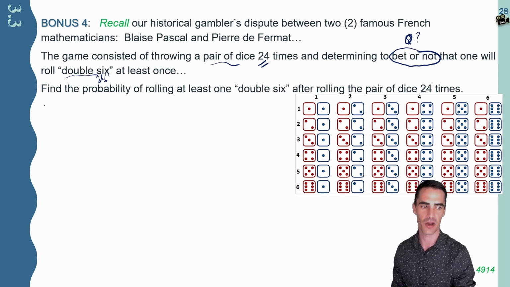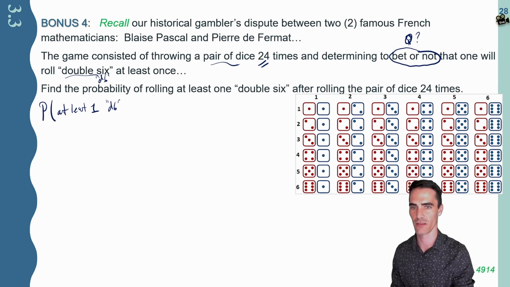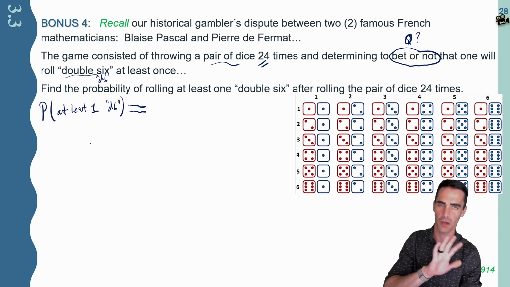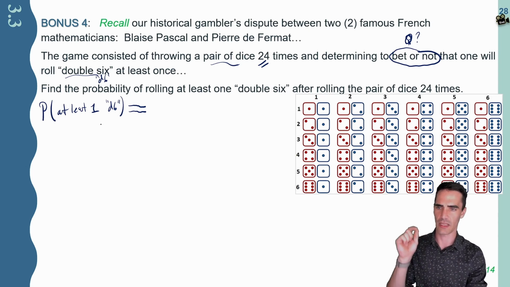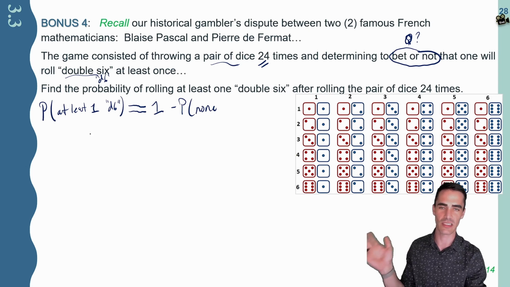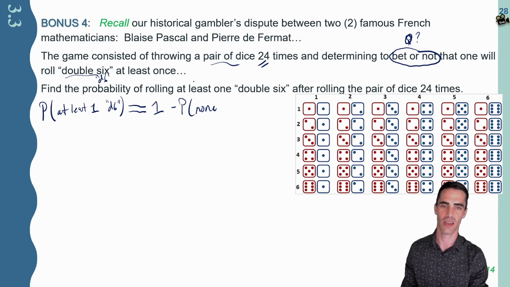So let me first start off with writing what probability we're interested in. I'm looking at the probability that we get at least 1 double six, D6 for shorthand, equals. We got a lot of fancy rules. One thing, whenever you read at least 1, you should have this impulse to say, look, at least 1, I'm going to think 1 minus the probability that I get none. Again, at least 1, think 1 minus none.